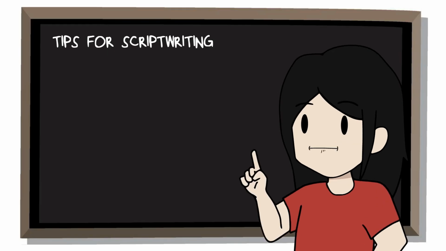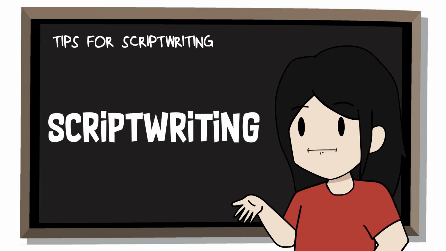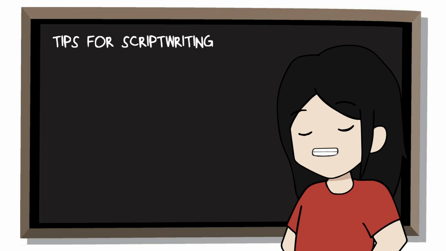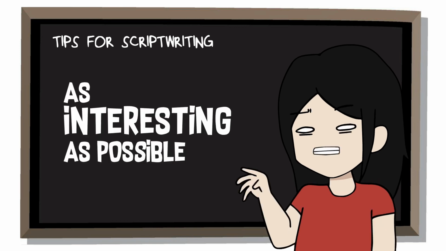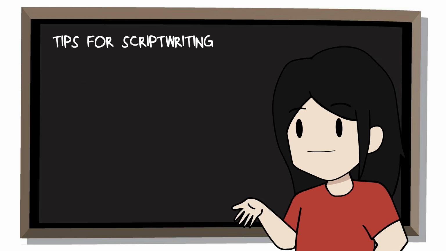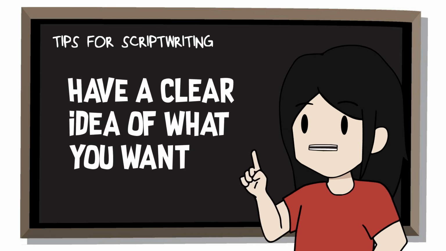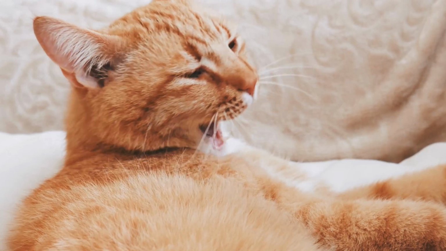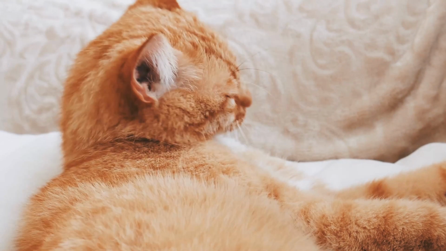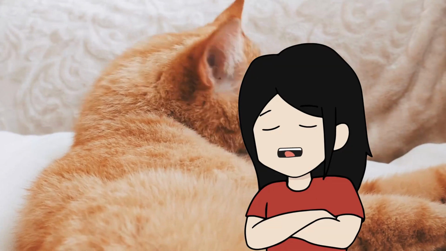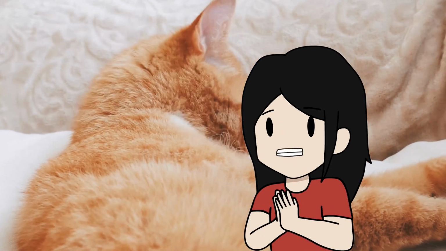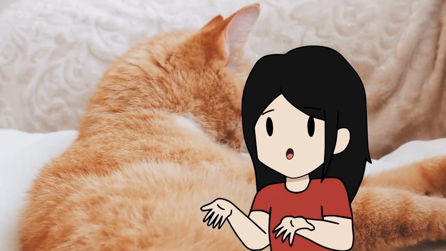Before I create any of my story animations, I'd start off with script writing. Just to be clear, you want to keep your story as interesting as possible, so having a clear idea of what you want to talk about is really important. I mean, if I see my cat licking itself, I'm not gonna make that into a story. Why would I? Stories are meant to be interesting and unique.